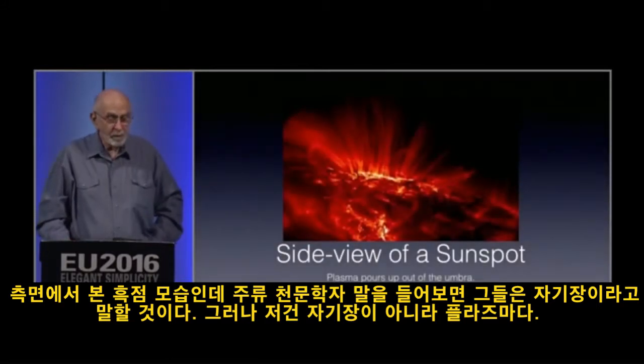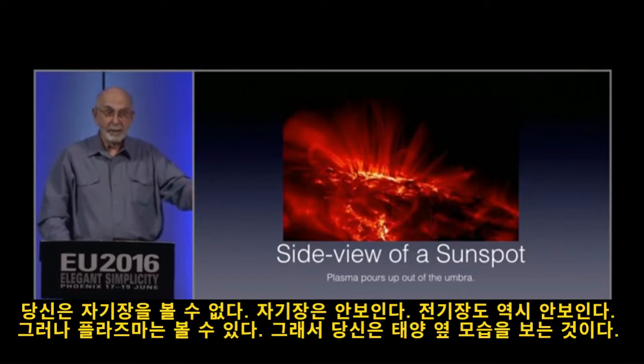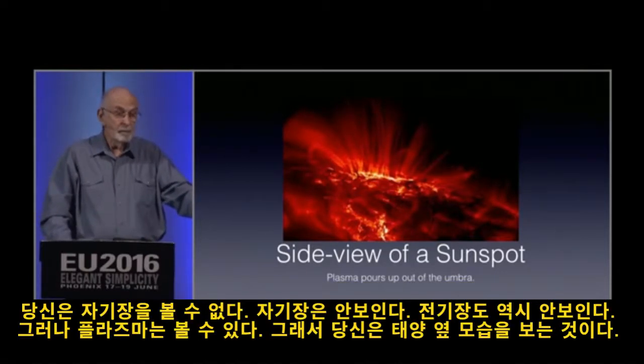There's a side view of a sunspot. What you're seeing, of course, if you listen to mainstream astronomers, they'll say, well, that's the magnetic field. That's not the magnetic field, that's plasma. You don't see magnetic fields. Magnetic fields are invisible. So are electric fields. They're invisible too. But plasma, no, you can see that.